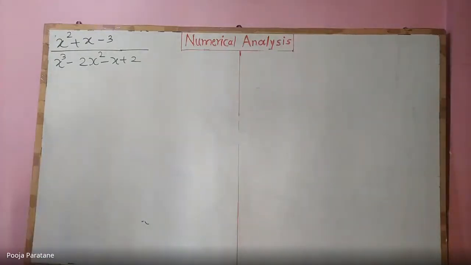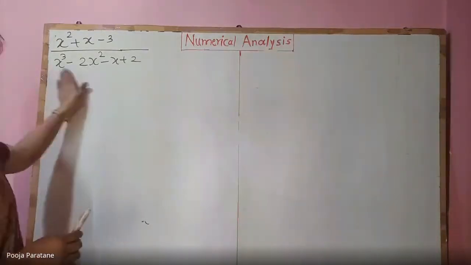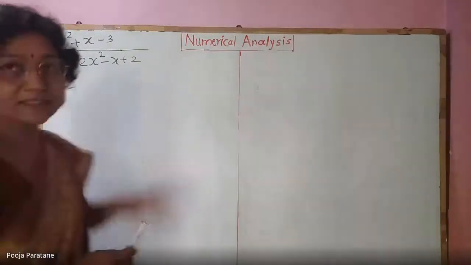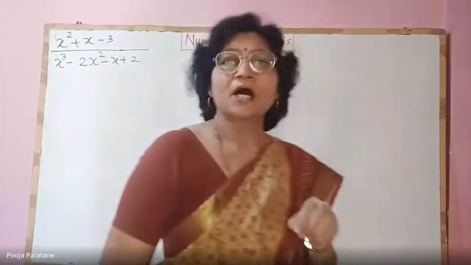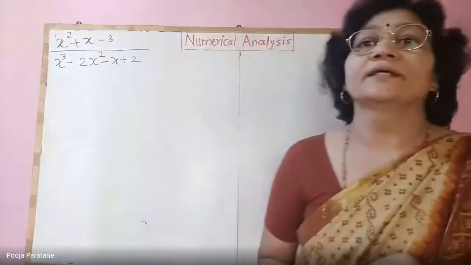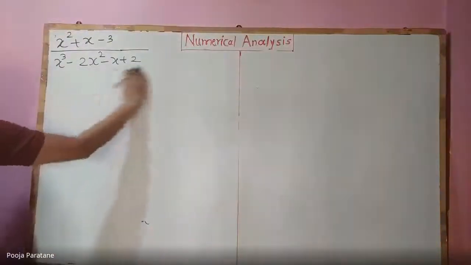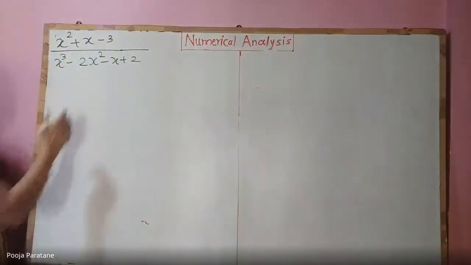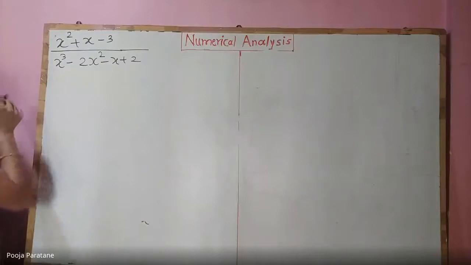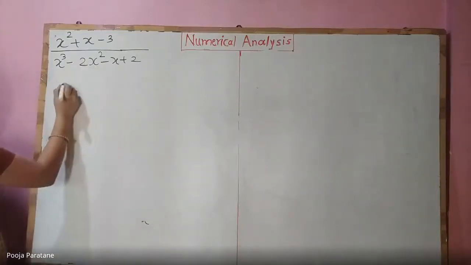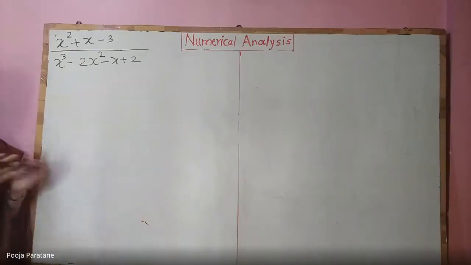Now for this, first of all, we have to factorize the denominator. We have to find the linear factors of the denominator. So let us consider this polynomial. Now here we are using synthetic division. And you know how to do it using synthetic division.